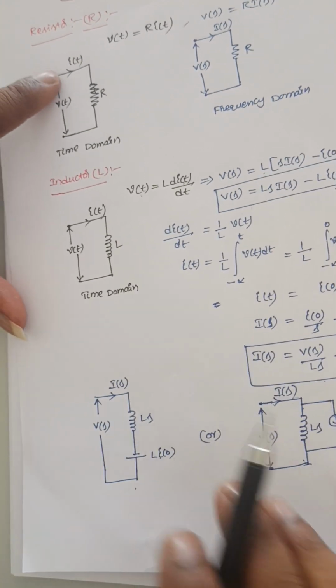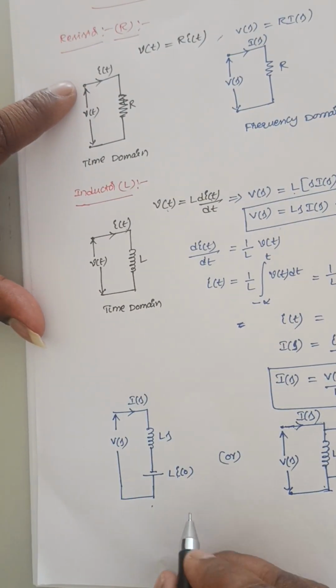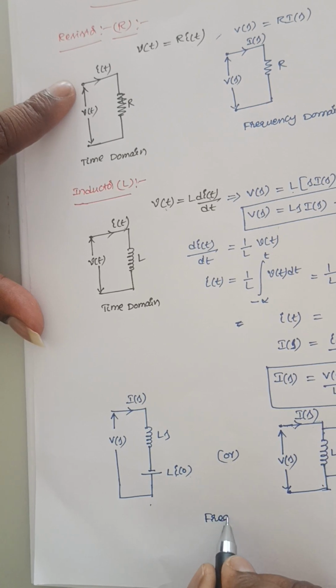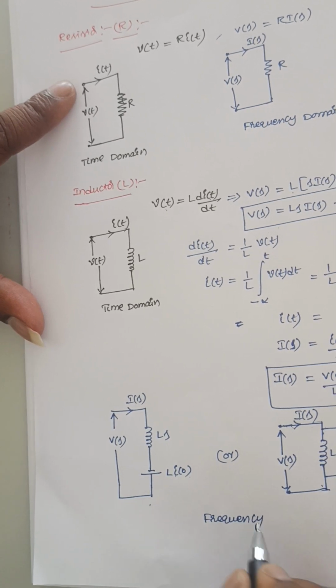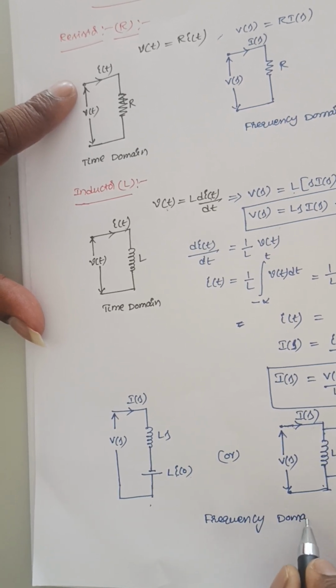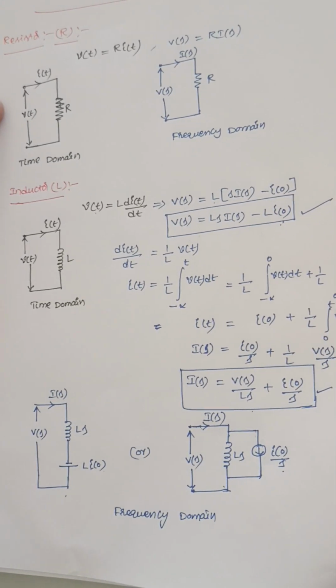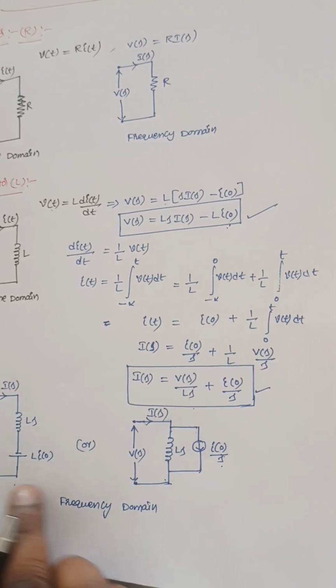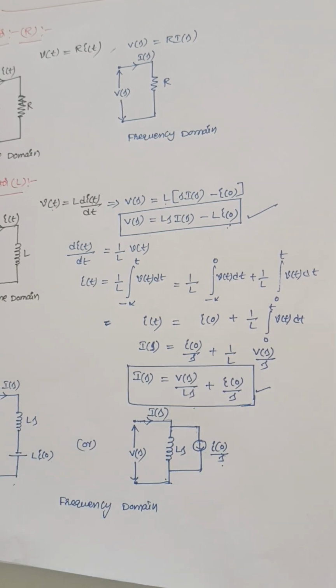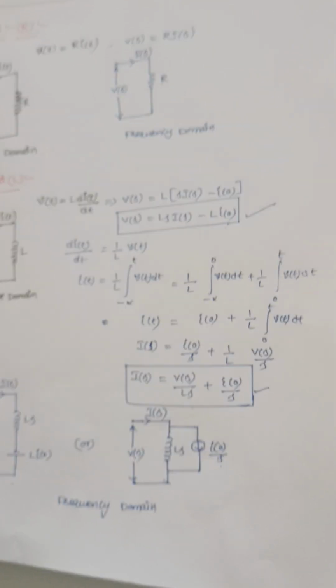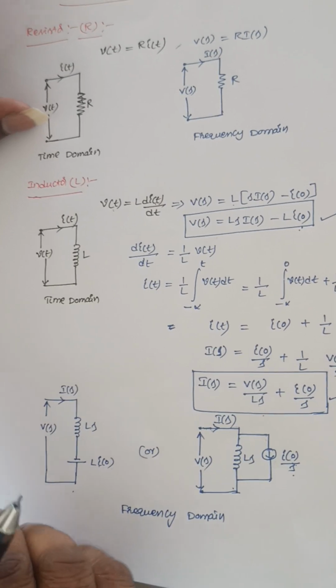That means this inductor can be represented in frequency domain either like this or like this. Next, the capacitor. How to represent a capacitor in frequency domain?